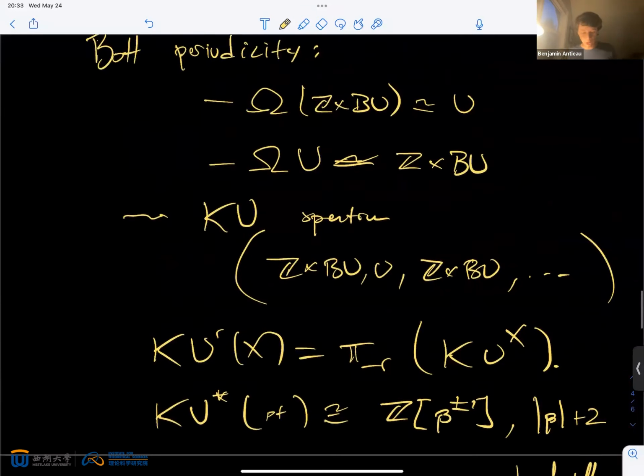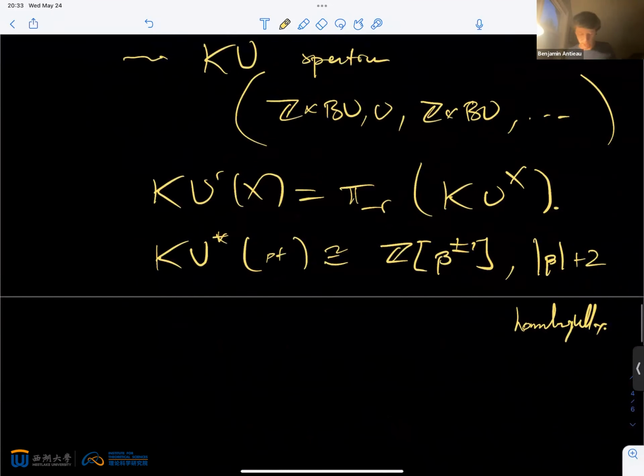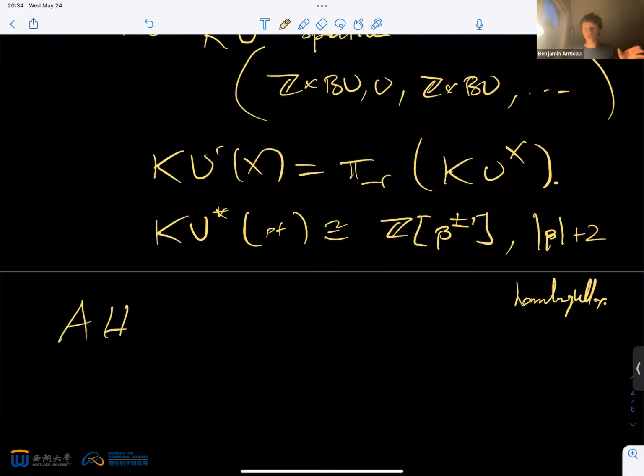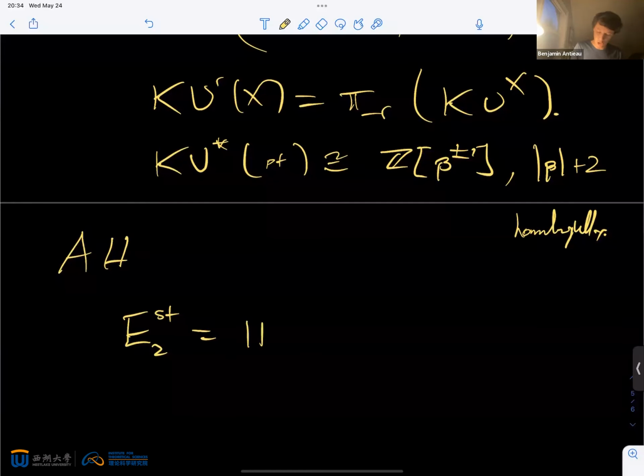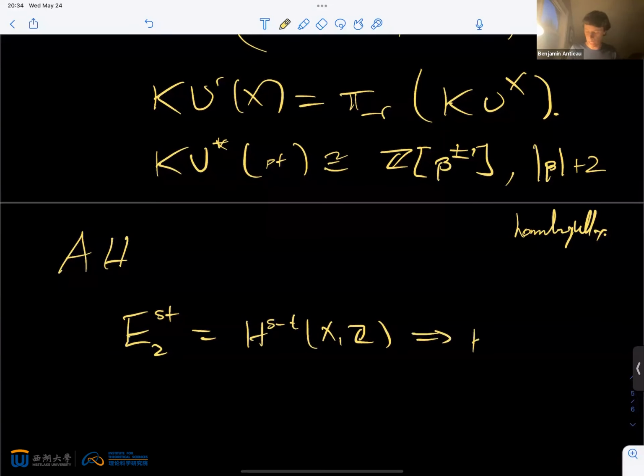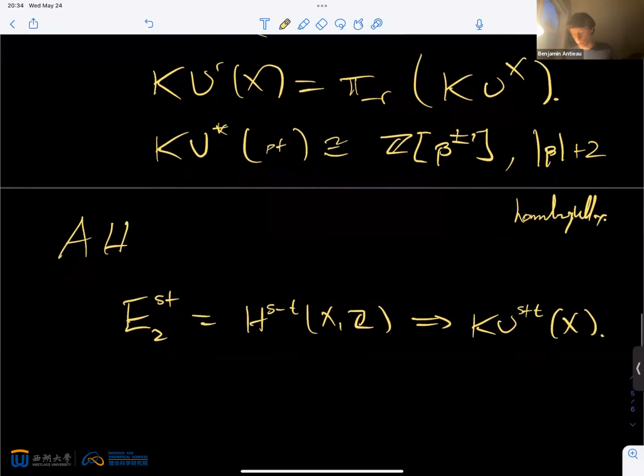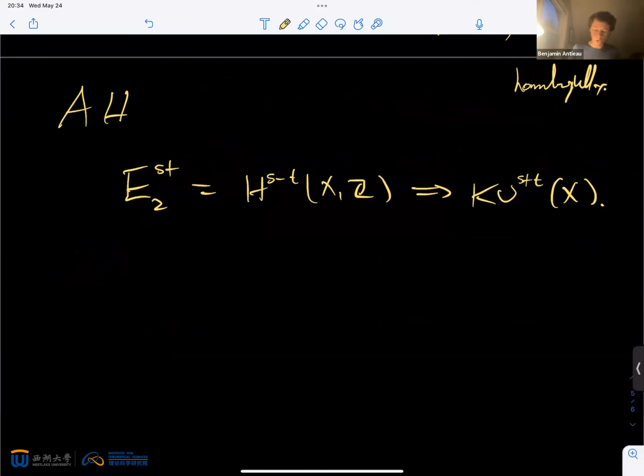So what's the point of all of this? The point is that Antieau and Herzebruch found a spectral sequence that computes the K groups. The spectral sequence looks as follows. The E2 page is H^(S minus T) of X with coefficients in Z, and it converges to KU^(S plus T) of X. This is a reindexing of the usual spectral sequence. Let me just remark that the differentials have degree R1 minus R here.